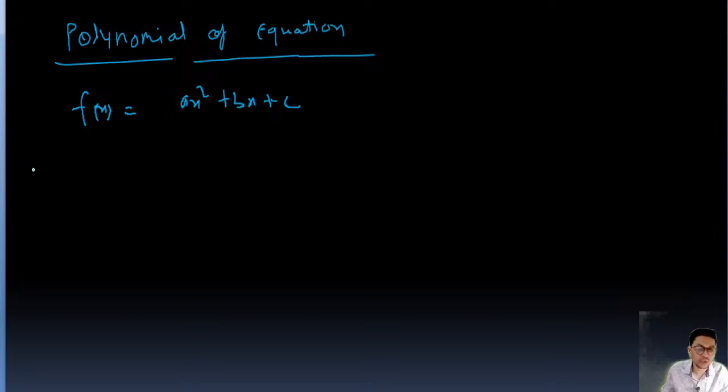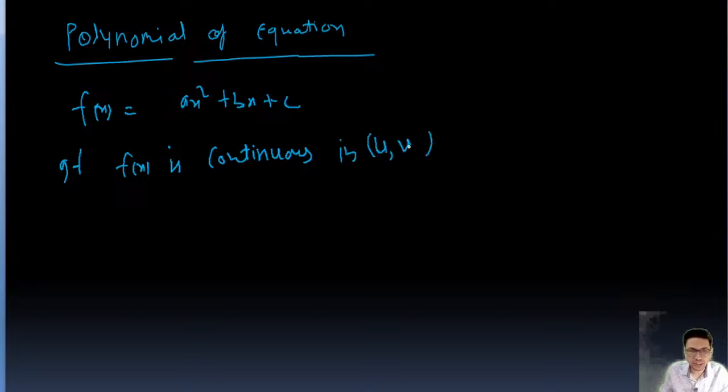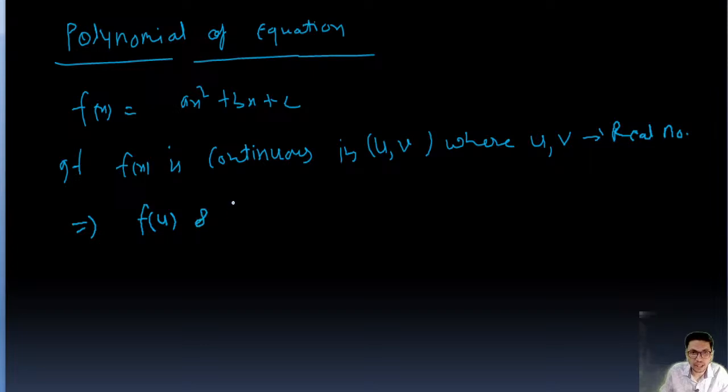So if f(x) is continuous, that is polynomial, if f(x) is continuous in [u, v], where u and v are real numbers, then that implies f is continuous in between this interval, where u and v are real numbers.